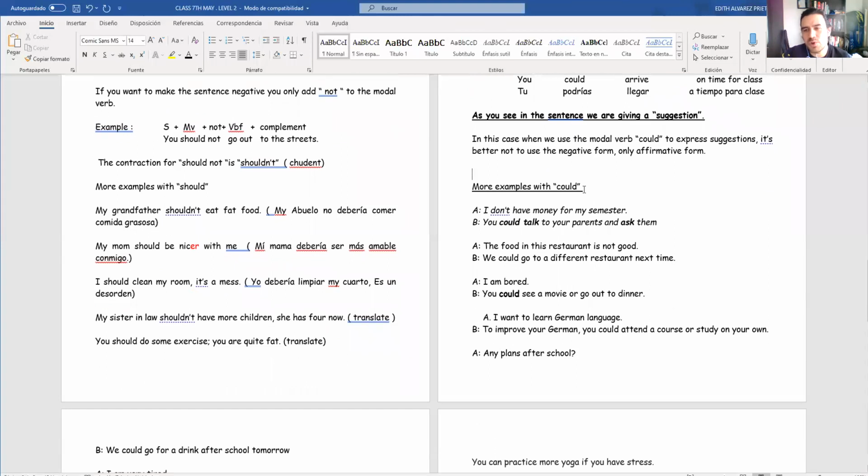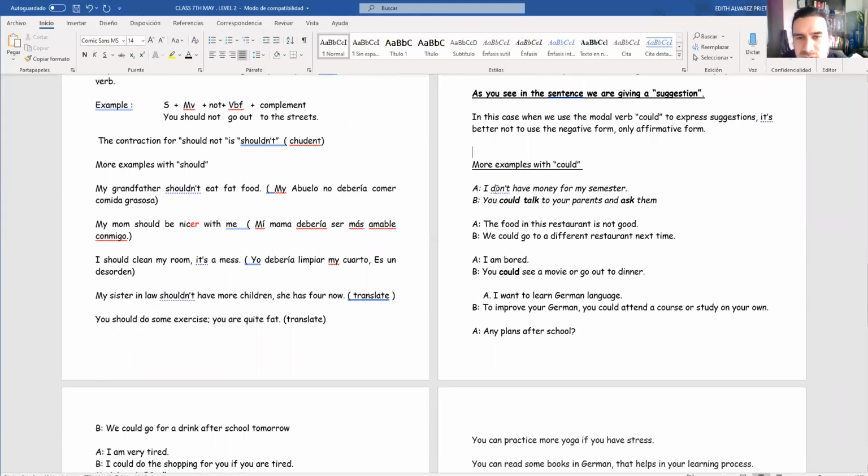Okay, more examples with could. Vamos a hacer unos ejemplitos. Aquí ya le di un contexto un poco más al ejemplo, para que ustedes también le vean más sentido. Es una conversación pequeñita entre A y B. A dice, I don't have money for my semester. Tengo plata para el semestre. Y entonces B, el amigo, le dice, well, you could talk to your parents and ask them. Podrías hablar con tus papás y pedirles a ellos. That's a tip, ¿no? Es como una sugerencia.